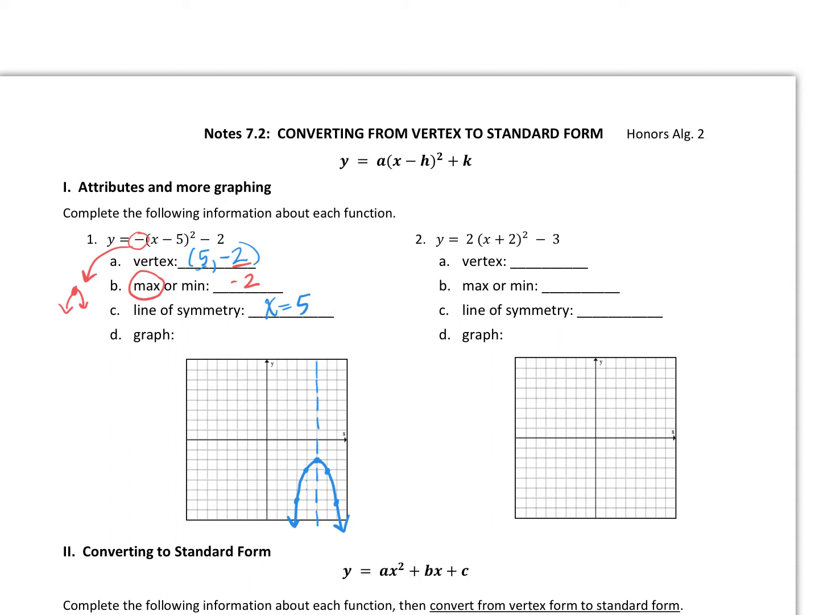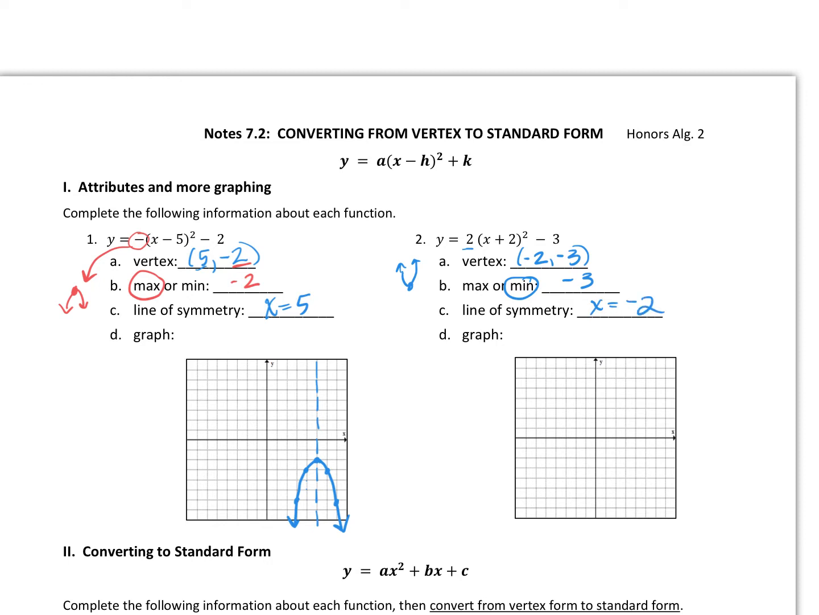Let's try number 2. All right, so my vertex is going to be h. I need to change the sign, negative 2, and k, negative 3. Max or min? Well, this lead value is positive, so it's opening up, which means it has a minimum. But this minimum is the y value of my vertex, which would be negative 3. Line of symmetry is going to be x equals, and then the x value of my vertex, negative 2.